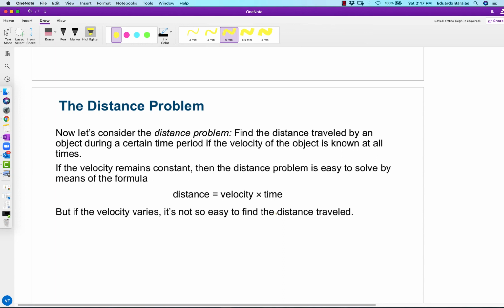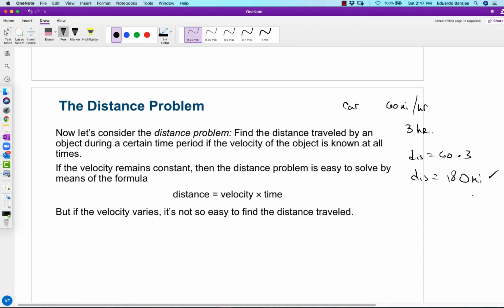Meaning that if I just simply had a very simple word problem where I said a car is traveling at 60 miles per hour, and they travel for 3 hours, how far did they go? Well, that's really easy. The distance is just going to be equal to 60 times 3. The distance is just equal to 180 miles, right? Super easy problem if the velocity is constant.